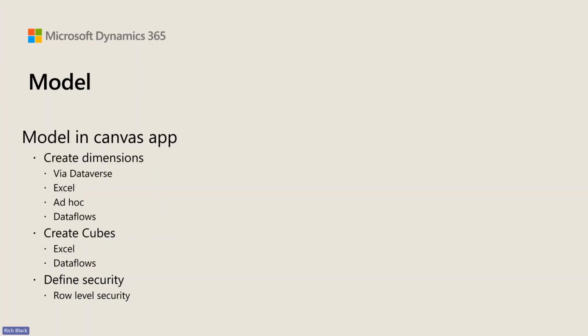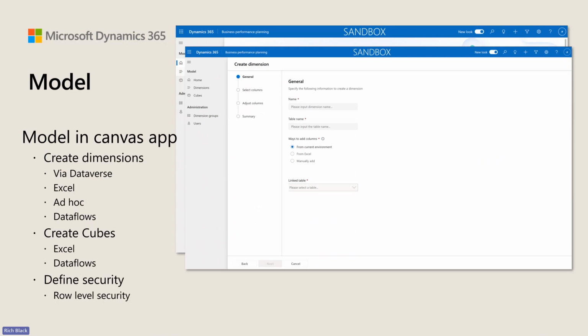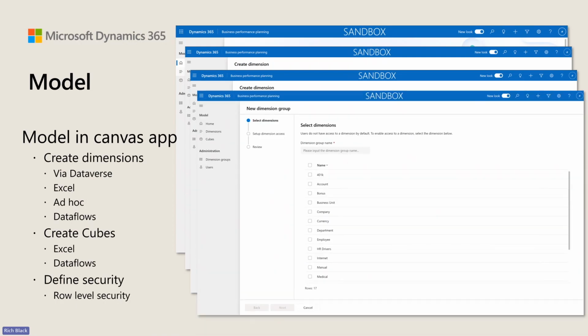So if we start with the idea of modeling, we're going to work in our Canvas application. Here's a couple of glimpses of the Canvas application where we will create our dimensions, create our cubes, and maybe populate or maintain those dimension values and define security on those dimension values.